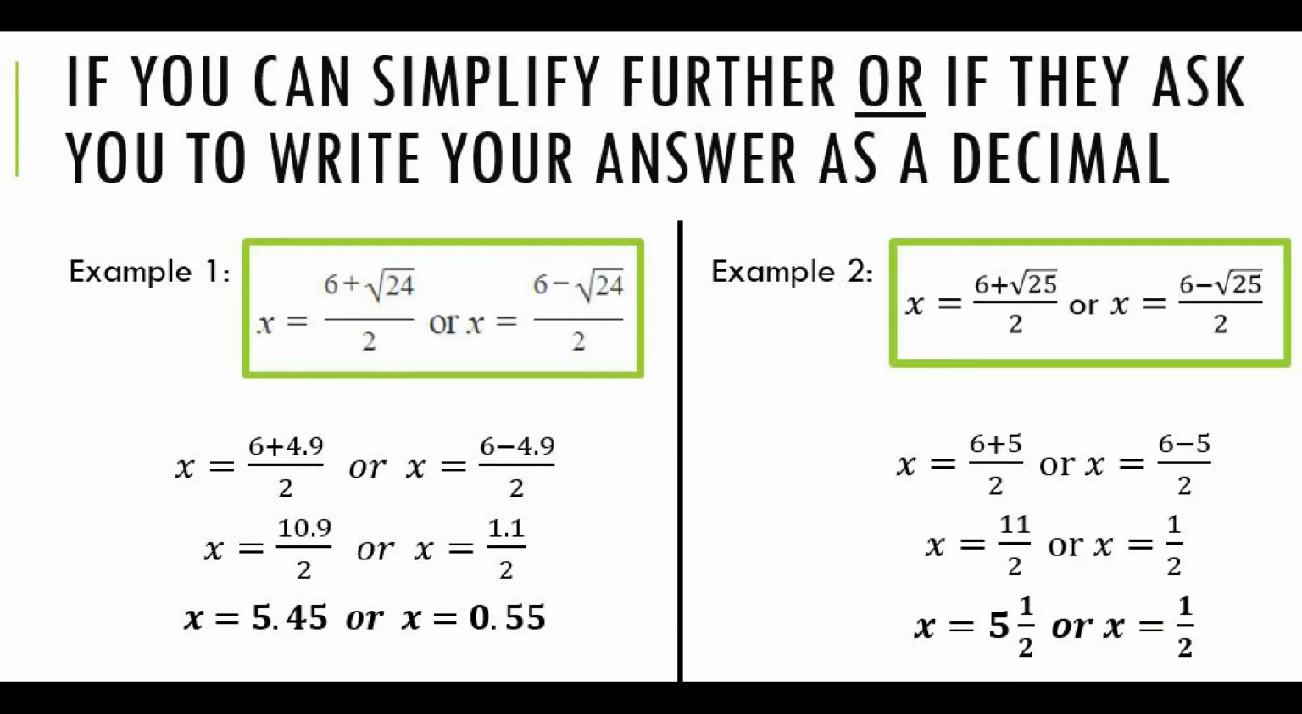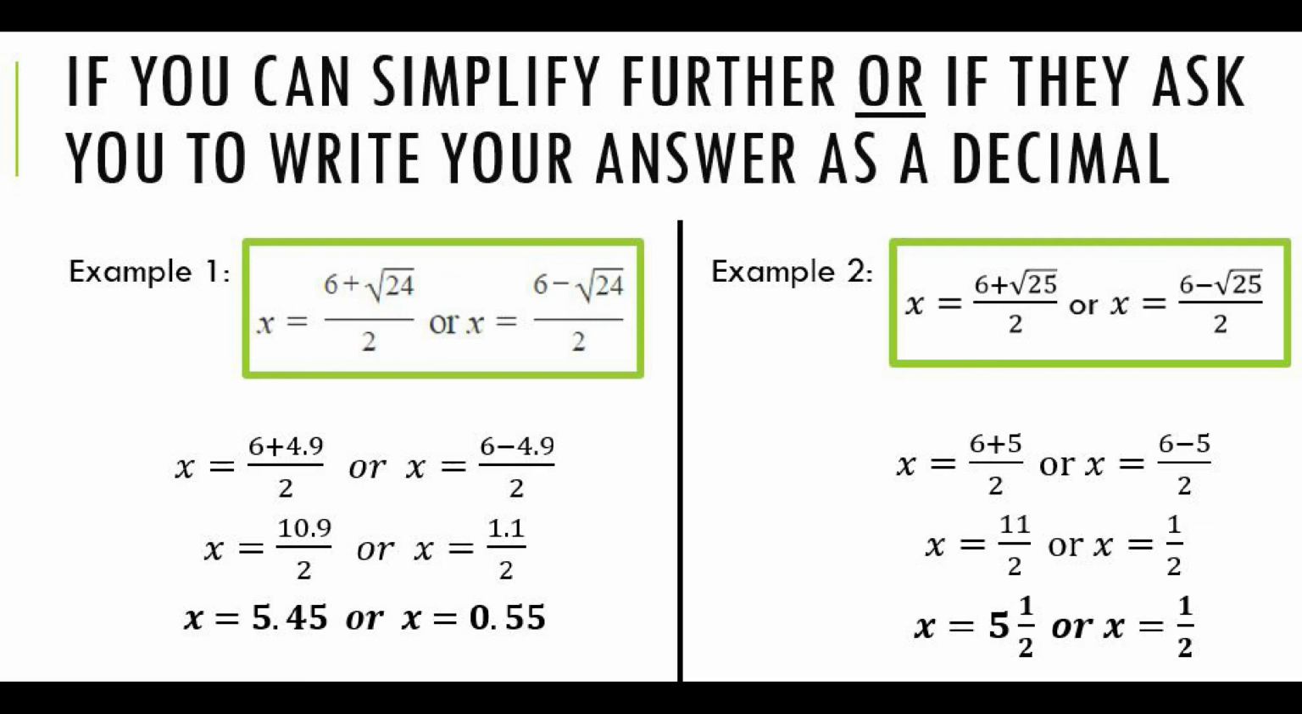Okay, so if they ask you to write your answer as a decimal, or if you have a perfect square, so a number that does have a square root, this is how you'll keep simplifying. So for example 1, I'm using the same exact answer we just used. So if I use my calculator and I put in the square root of 24, I'm going to get a really long decimal. I'm just going to round it to 4.9. So I end up with 6 plus 4.9 over 2, or 6 minus 4.9 over 2.